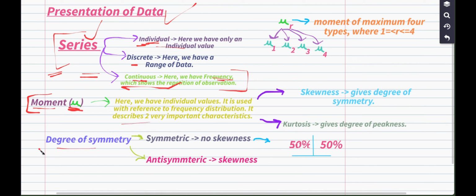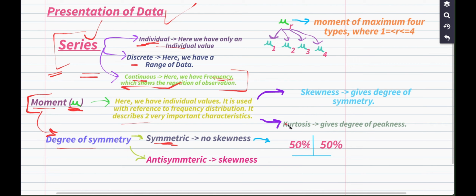So basically the moment is related to the degree of symmetry, which means moment is very important, as it describes two further terms: skewness and kurtosis. So moment is related to two most important terms, skewness and kurtosis. Firstly we will discuss skewness. What is skewness? Skewness gives you the degree of symmetry, how symmetrical your data is.